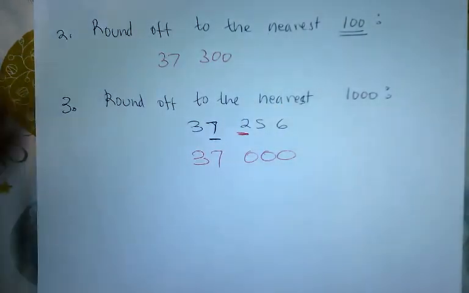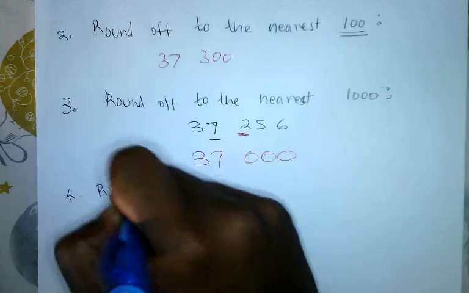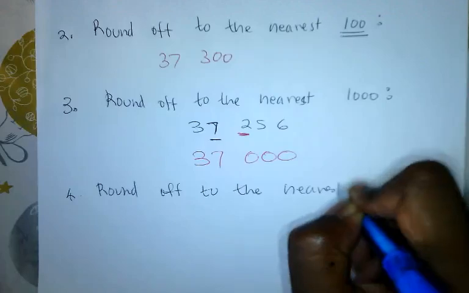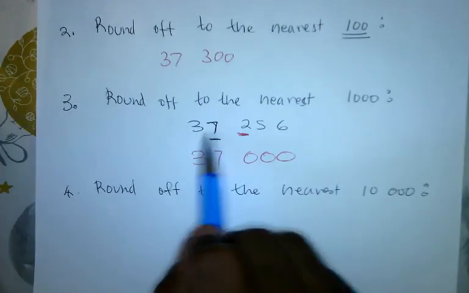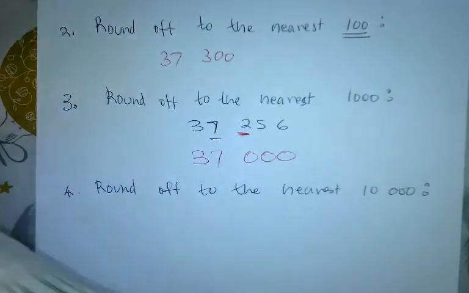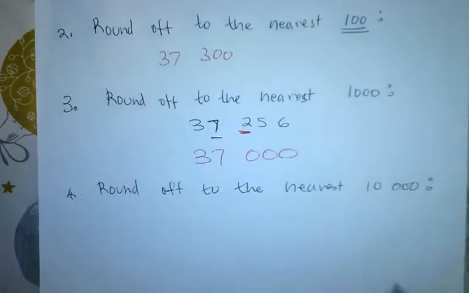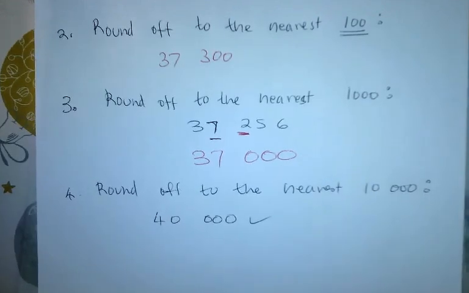The last one is what? Round off to the nearest 10,000. So we look at this number here. The number next to it is more than 5 or less than 5? More than 5. So what will be the answer, guys? 40,000. Are we all clear? Okay, are we all clear? Any questions so far?